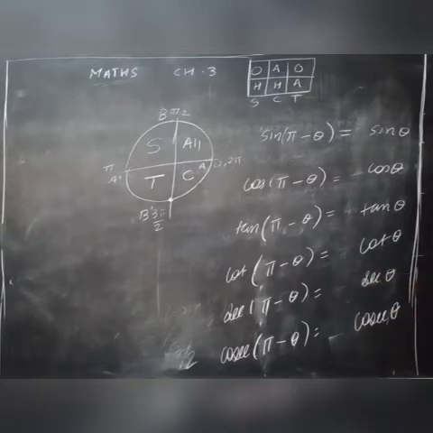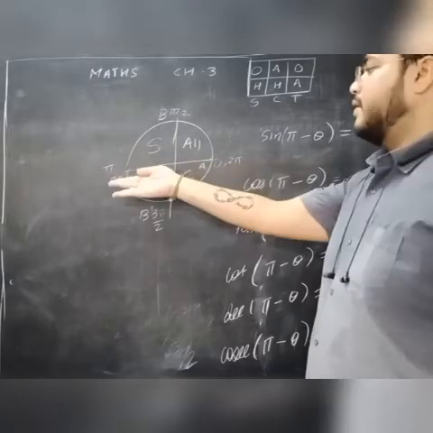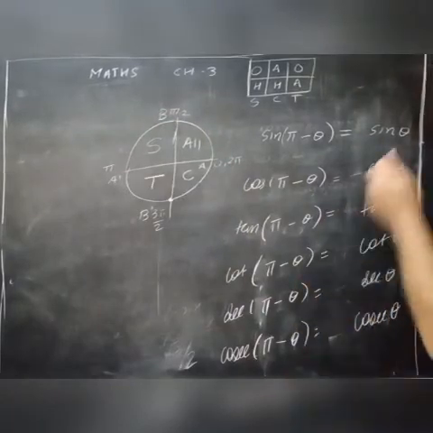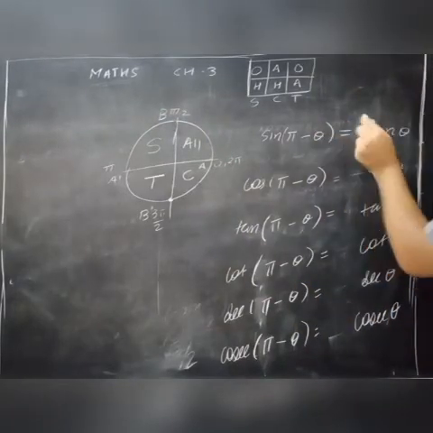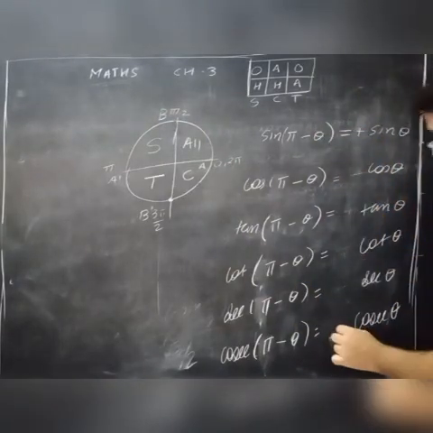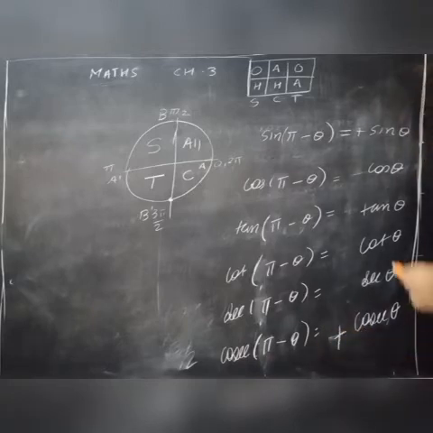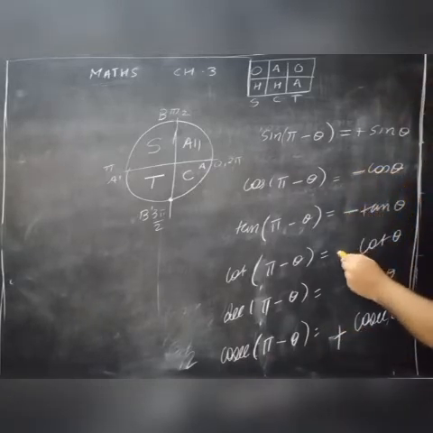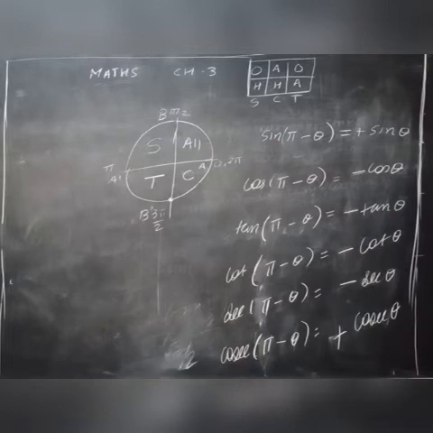Now let's try to put the sign. As you can see that if I subtract something from pi, then I will go in the second quadrant, and in the second quadrant sine is positive and the reciprocal of that is positive, rest all will be negative. Right. So these are the formulas for pi minus.